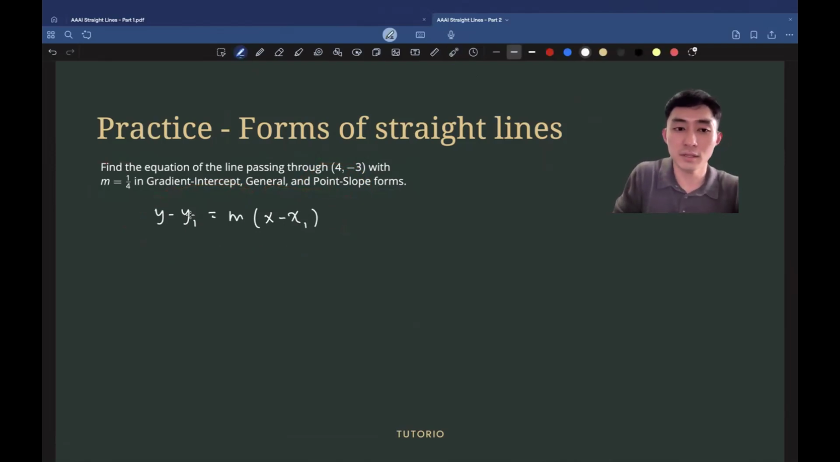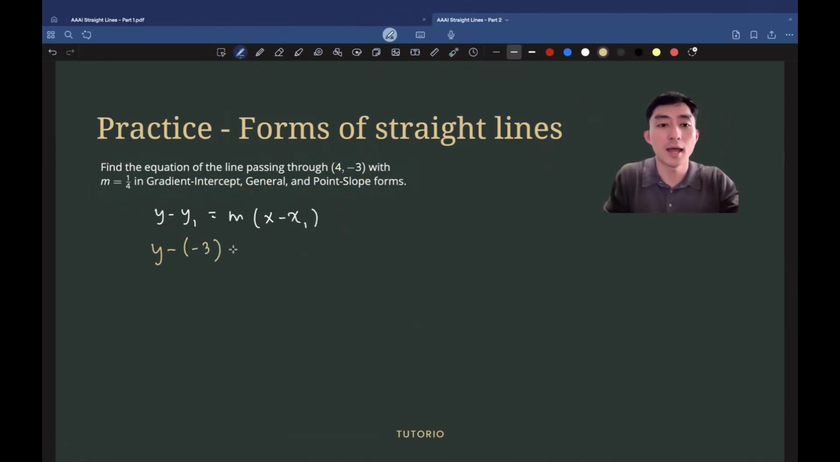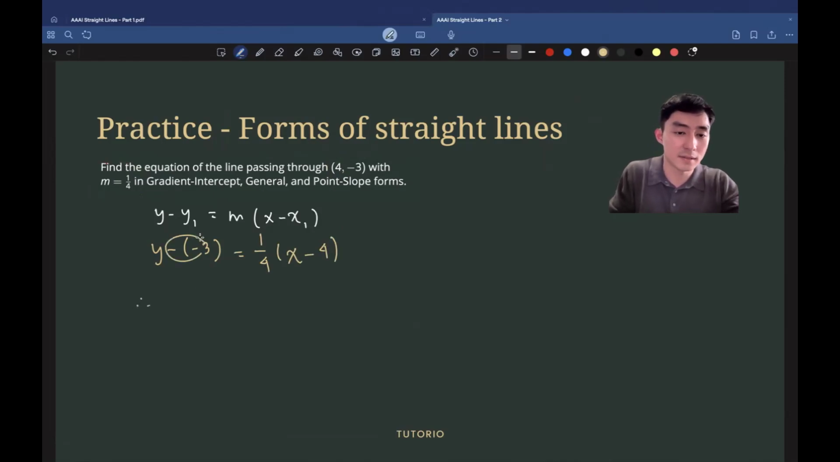Here we just substitute the point. So y minus y1, and the y1 here is minus 3, so we need to write a bracket. The gradient is 1 over 4, and then x minus x1, where x1 is 4. All right, we need to tidy up the minus signs here. y plus 3 equals 1 over 4 (x minus 4). This is the point-slope form, right? So we're done with that.